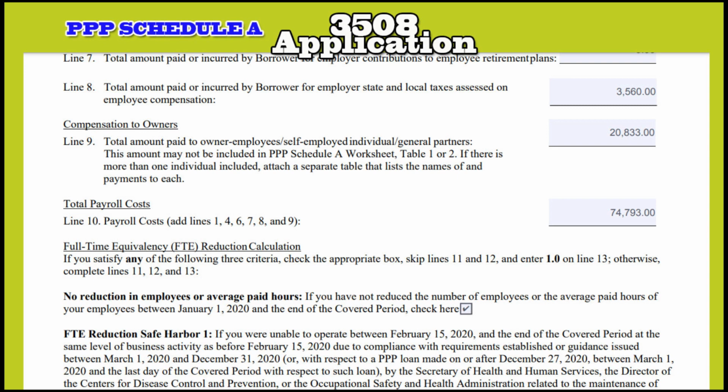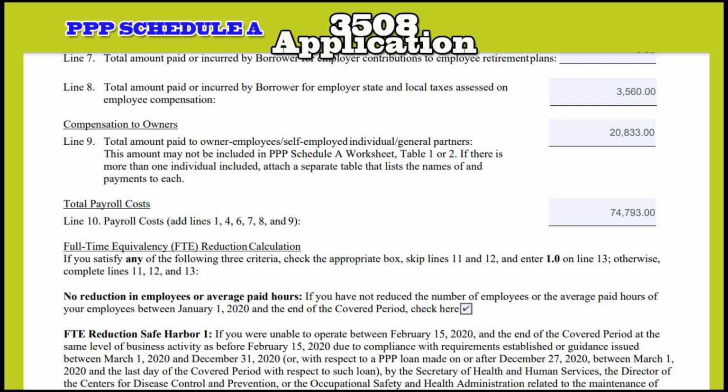Okay, so on line 10, you will now tally up lines 1, 4, 6, 7, 8, and 9. You will put all those lines together. All of our lines together is 74,793. Okay? So now, the next section is the FTE reduction calculation.